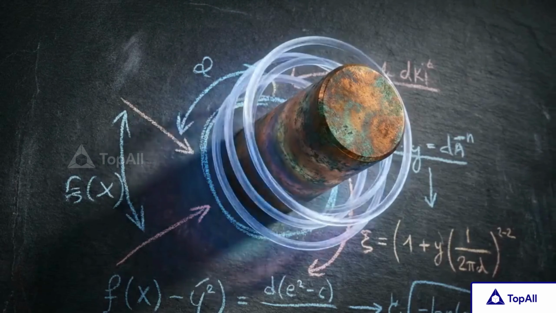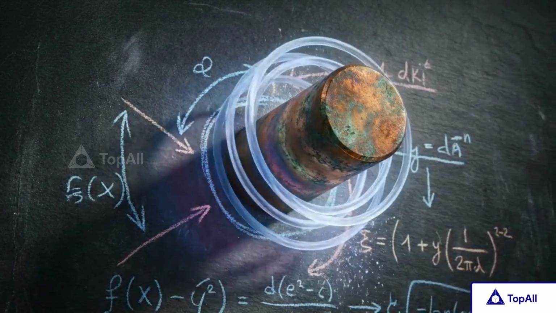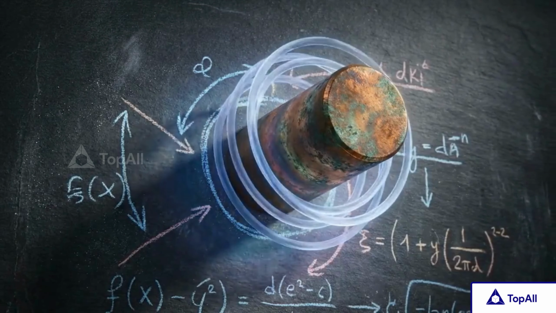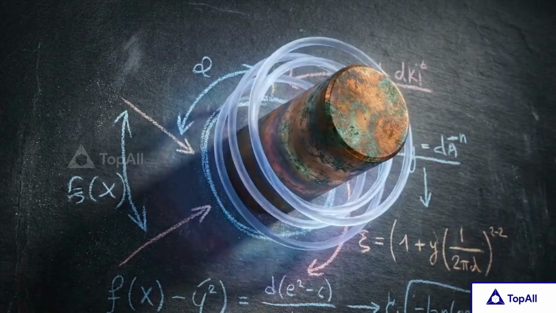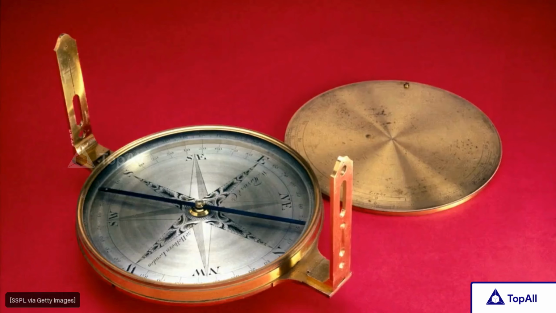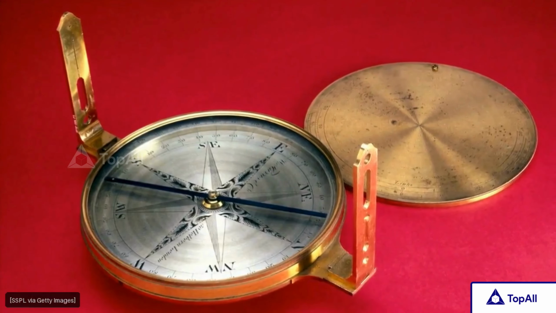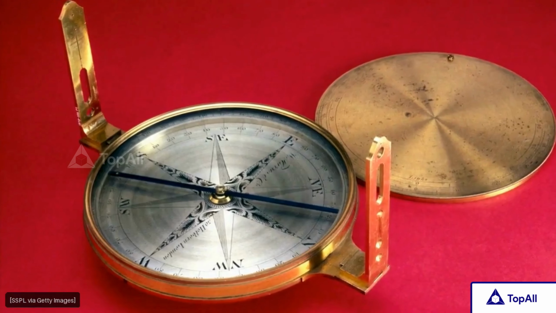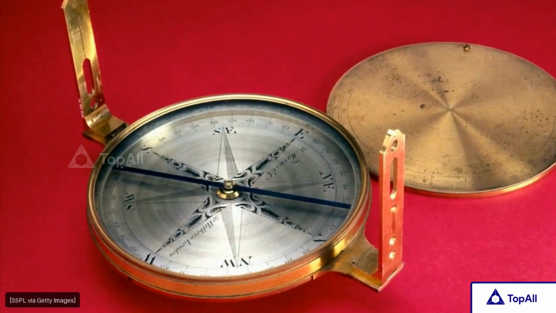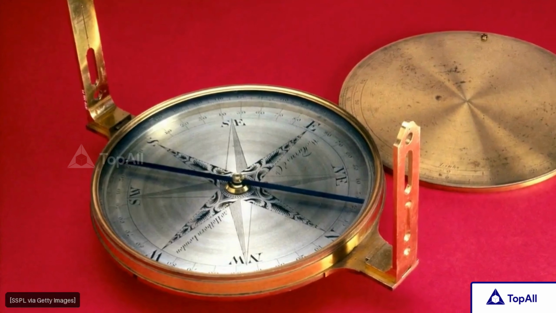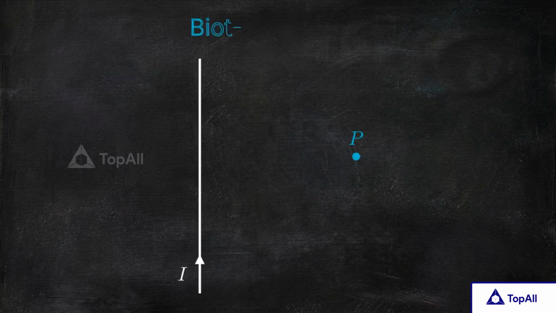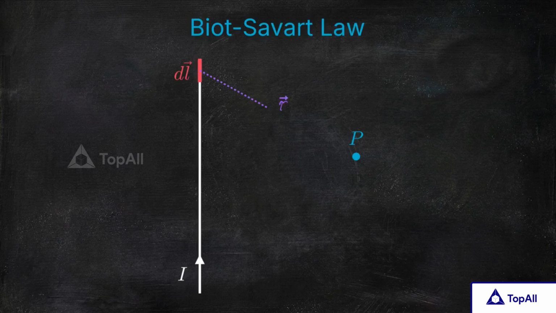Send a powerful electric current through a solid metal cable, and the surrounding space fills with swirling, invisible waves of magnetic force. In 1820, Danish physicist Hans Christian Ørsted proved these hidden fields existed by watching a simple compass needle deflect when placed near a live wire. To map the strength of that field, physicists relied on the Biot-Savart law.